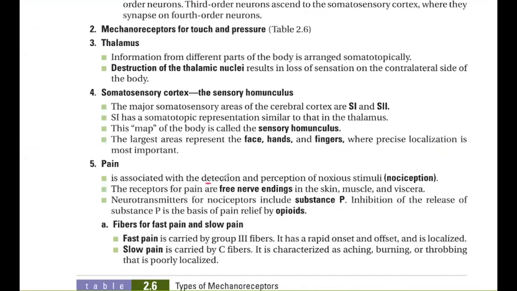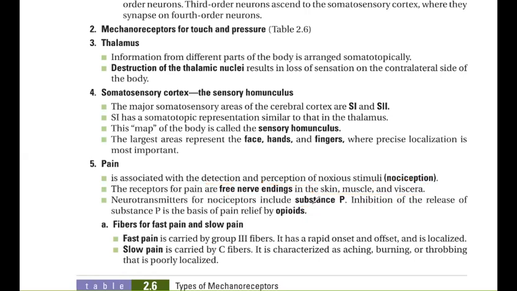Pain is associated with the detection and perception of noxious stimuli. Obviously, we have these nociceptors, which are called pain receptors. The receptors for pain are free nerve endings in the skin, muscles, and viscera, but not all viscera. Please remember, I told you this concept in the previous class. Neurotransmitters for nociceptors include substance P.